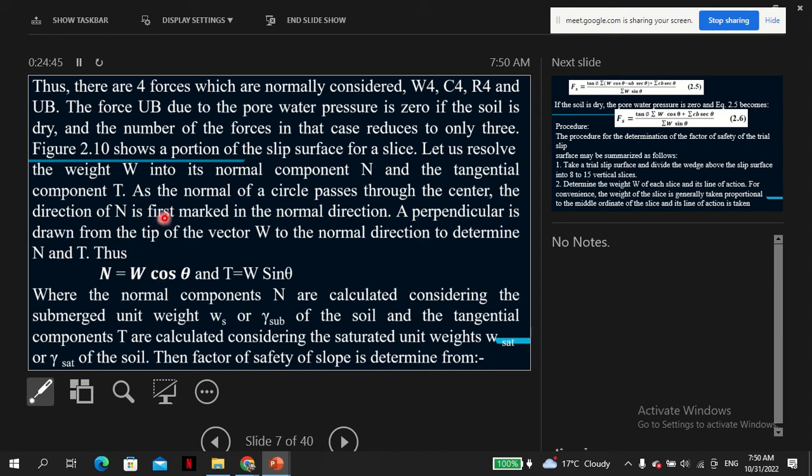So 2.10 shows a portion of the slip surface for a slice. Let us resolve W into normal N and tangential T. As the normal of a circle passes through the center, the direction of N is first marked in the normal direction, and a perpendicular is drawn from the tip. The vector W is resolved to determine N and T. So this is just to show you how to resolve the components.